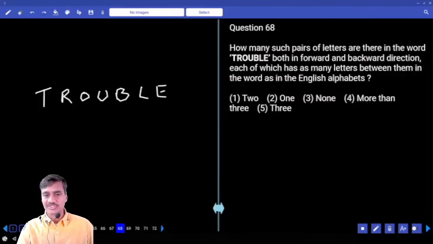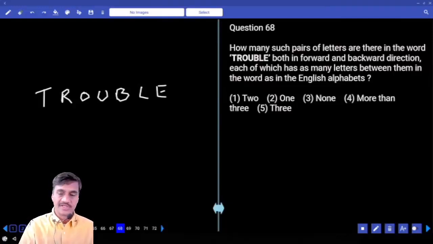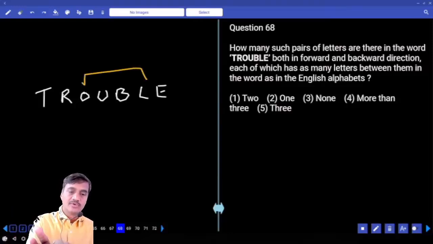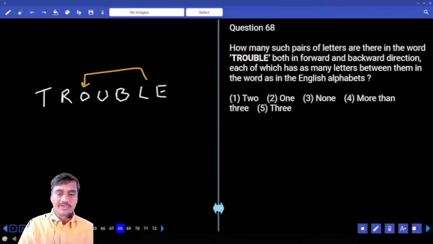Next one R, S, T, U, V, W, O, P, Q, R, S, and U, V, W, and so on. From left hand side to right hand side, we could not find even a single pair. Next, again in the reverse, E, F, G, H, I, J, K, L, M, N, O. L, M, N, O. Now in this L and O, how many letters are there? 2 letters here. And in the English alphabet also between L and O, we have 2 letters. And P, Q, that's it. Hence how many pairs we have? Only one pair, that is choice 2, question number 68.